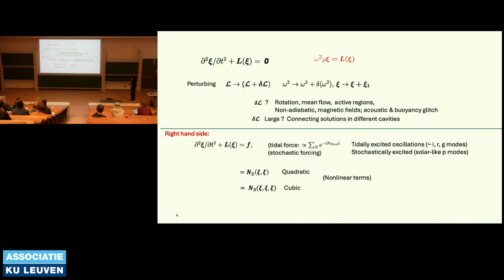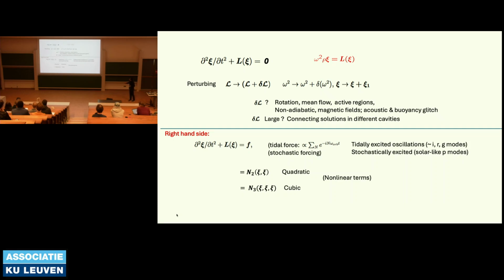So now we can perturb this operator, like the delta L, and then your eigenfrequency and eigenfunction are also perturbed. Let's say we can have different kinds of perturbation. Maybe this perturbation is due to rotation, maybe due to some mean flow in the convective envelope, or maybe some active regions, maybe some sunspots, or maybe some non-adiabatic effect, or maybe magnetic fields. So this perturbation can be small, also can be large.